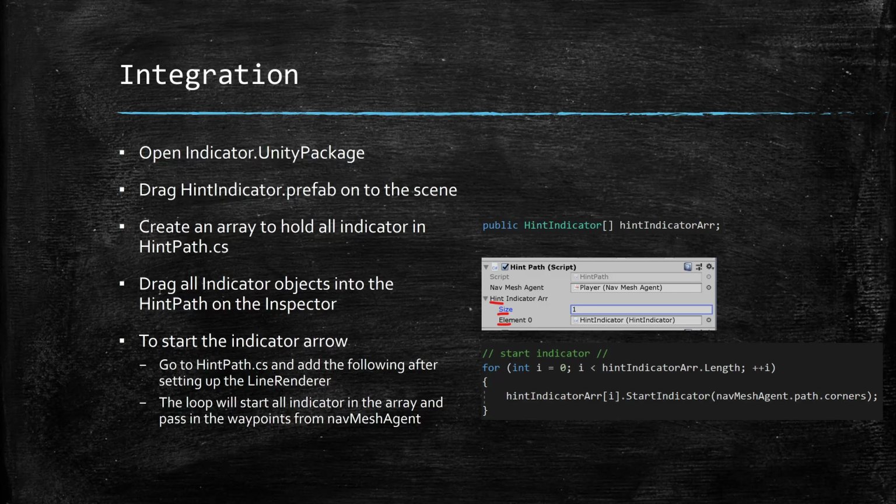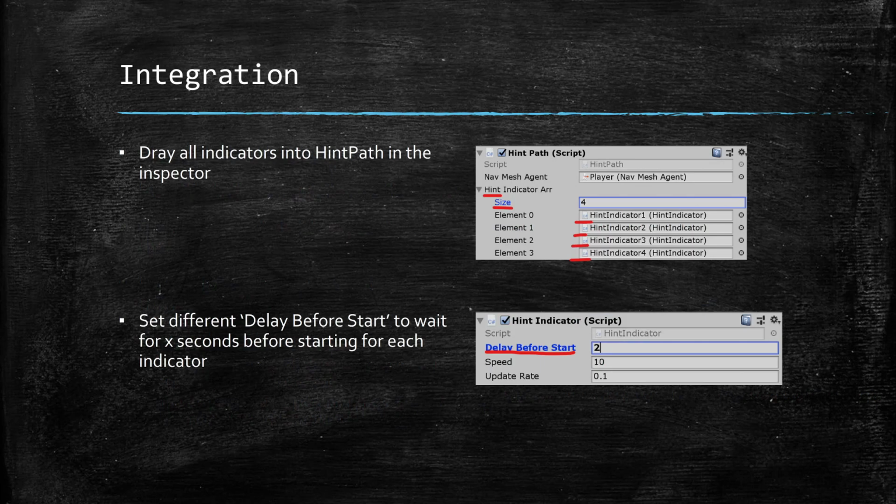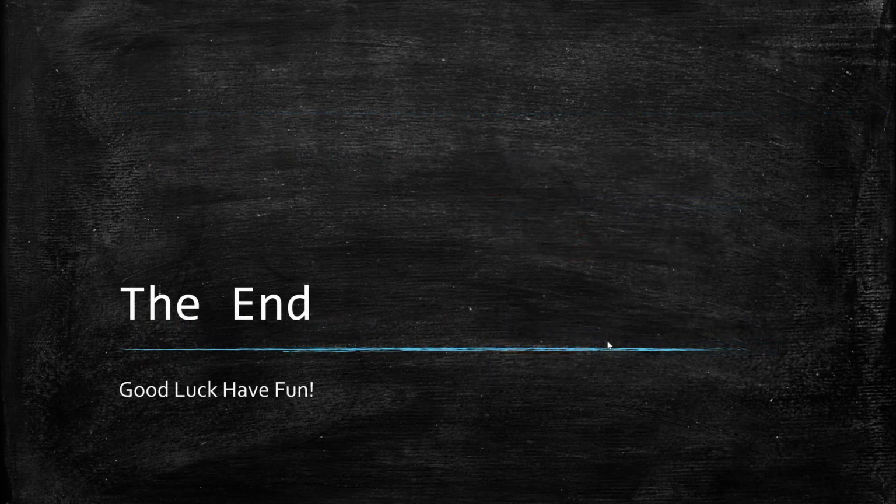This whole package is already given to you, so you can use it to integrate. Just some settings to recap: you want to drag all the indicators into the hint path in the inspector. Set how many indicators you have and drag them all in. After that, you can configure their delay time. Maybe you want to start at intervals of 2 seconds, so start at 0, 2, 4, 6 and so on. With that, that's how you create an animated indicator for your path.